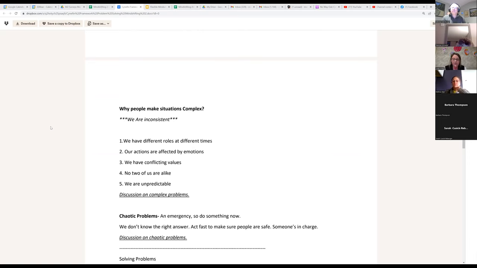So the reason why is that we are inconsistent. And so the next little piece is stuff that my parents really need to know. One, we have different roles at different times. That's why we can turn a situation into complex, or our actions are affected by emotions, or we have conflicting values, or no two of us are alike, or we are unpredictable.